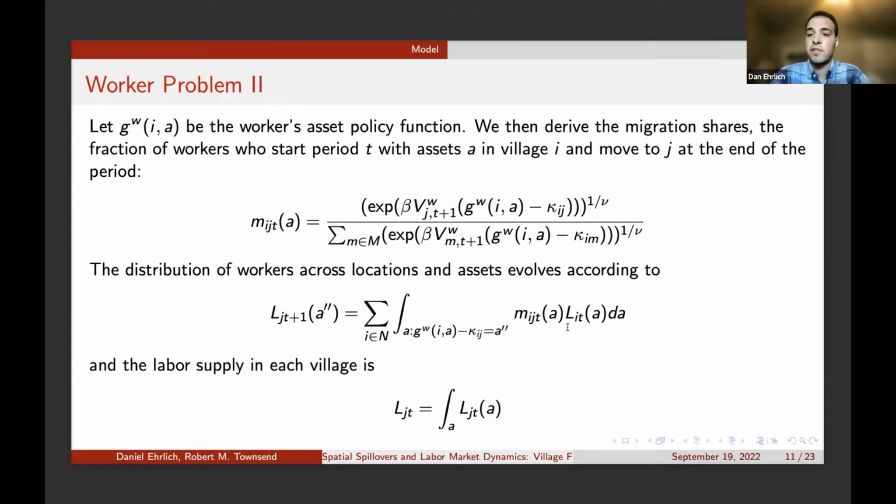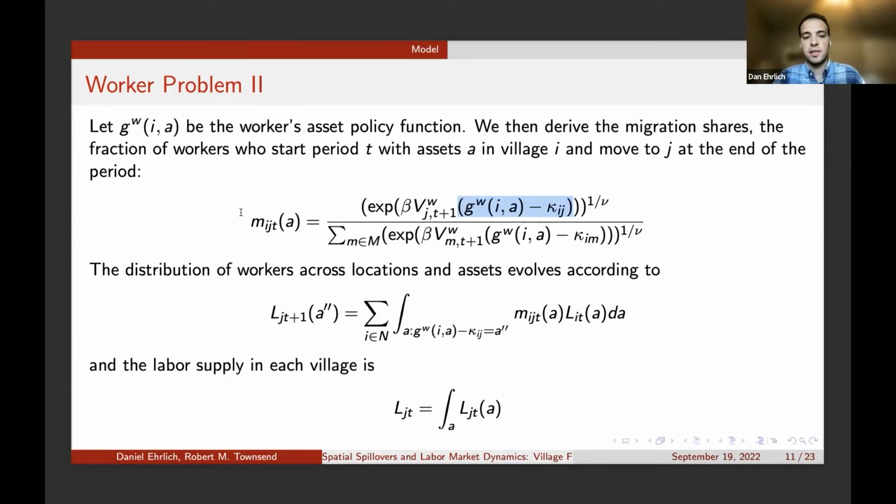We can now derive migration shares, as is standard in the literature. So we can let GW be the worker's asset policy function, and then we can get a very familiar expression for migration shares. Again, the only key difference from what you might be familiar with is this expression right here, which is the state variable in the value function, which is now going to depend on how much you've saved and also the pecuniary migration costs that you end up paying. But otherwise, hopefully, this should look very familiar.